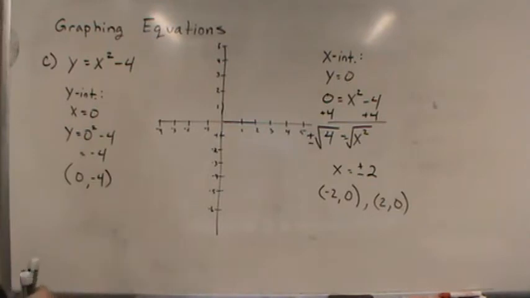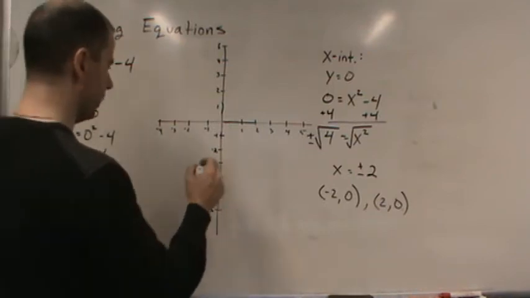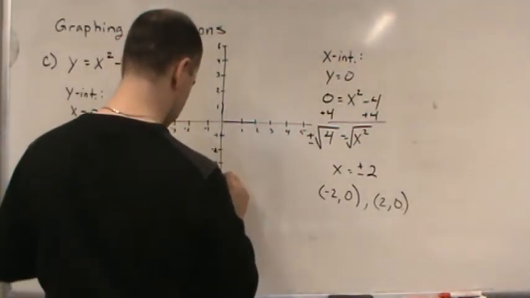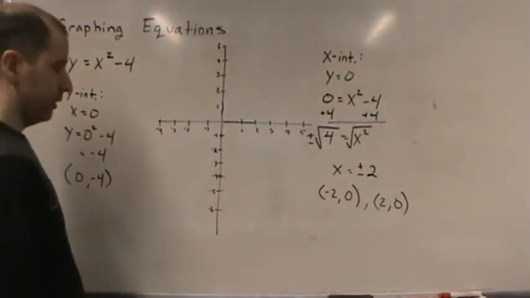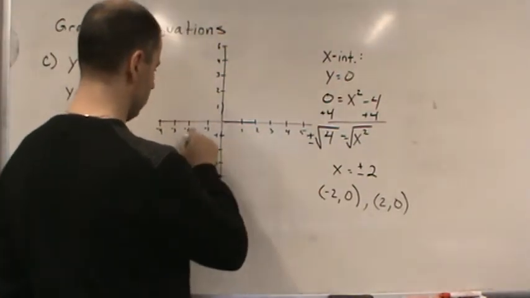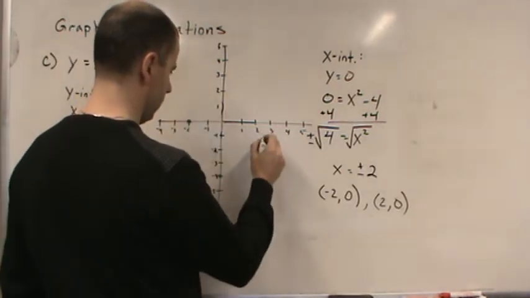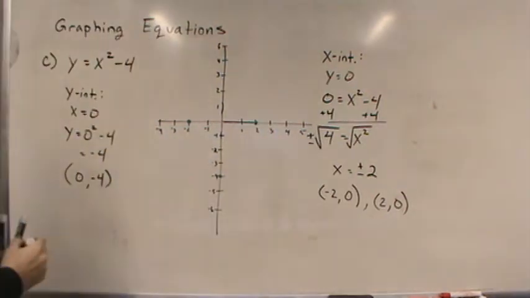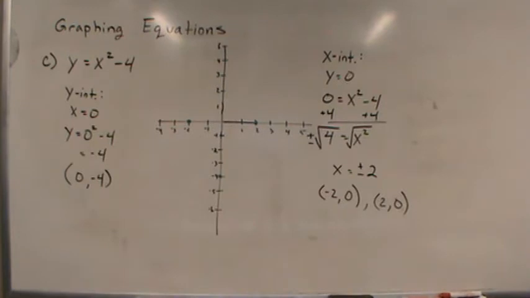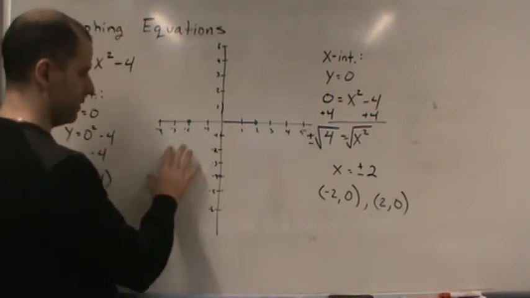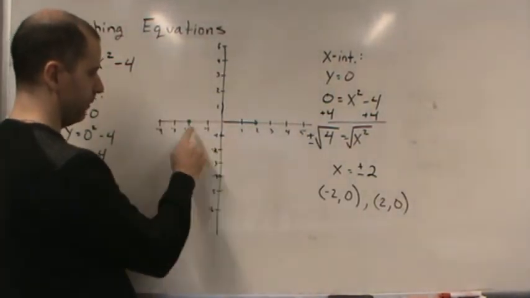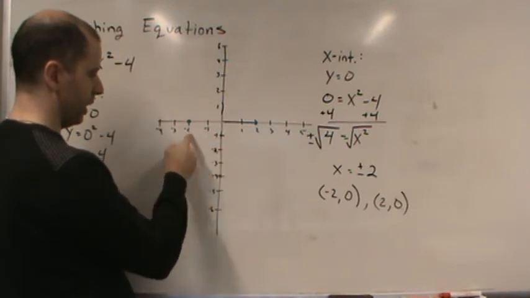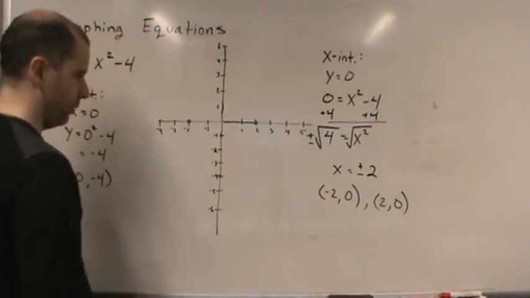Now in this case here, let's plot these points. So we got 0 comma negative 4. And then we have negative 2, 0. And we have positive 2, 0. Okay. Now, since this is a parabola, notice that these are 4 parts away. So the center of the parabola is right here. So we know we've got enough points here.